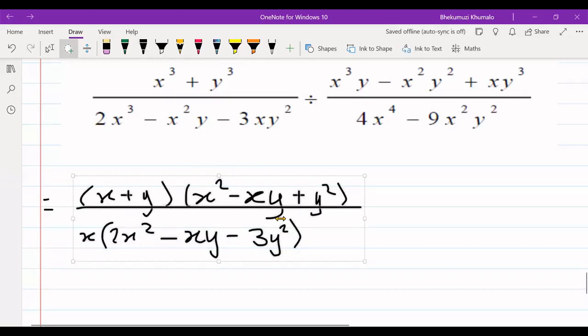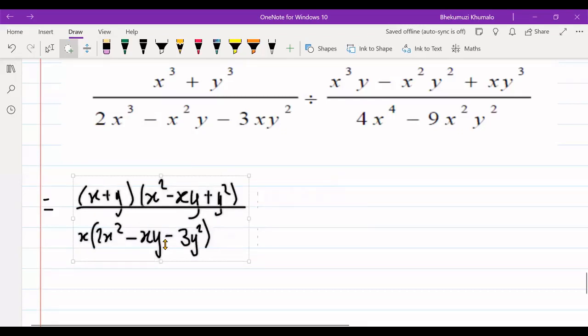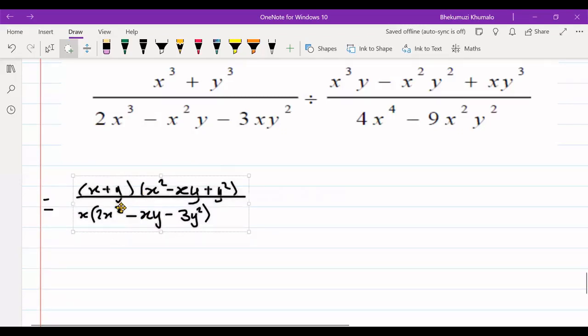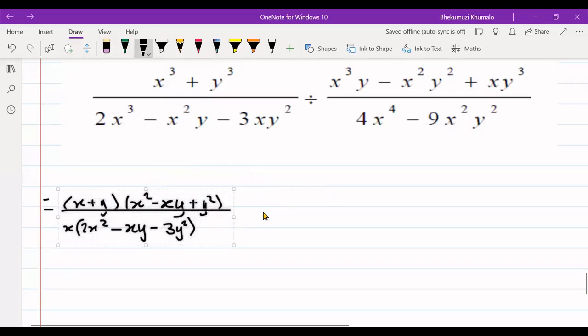Okay, let me minimize it. Move it up a bit. Right there. Okay. And then that is being divided by x to the power 3 y minus x squared y squared plus x y to the power 3, all divided by 4x to the power 4 minus 9x squared y squared. Okay, so what do we do now?